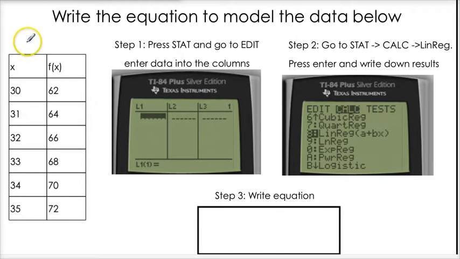Now, I'm going to teach you a way on the calculator to write the equation of a line if you are given a table of data. So we're going to be able to write an equation if we're given a table of data.